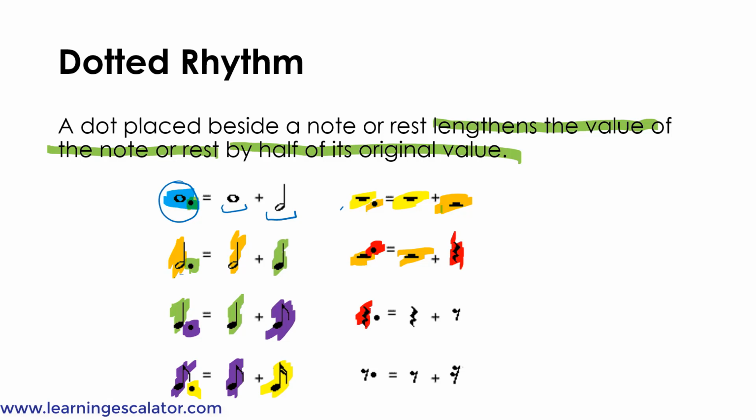And same for the quarter rest. There's a quarter rest, and with a dot, you would have a quarter rest plus half of a quarter rest, which is an eighth rest. And then an eighth rest with the dot means you would have an eighth rest plus half of an eighth rest, which is a 16th rest. So basically you have that value plus half of its original value. That's what the dot means.